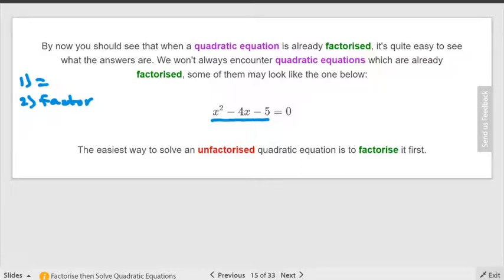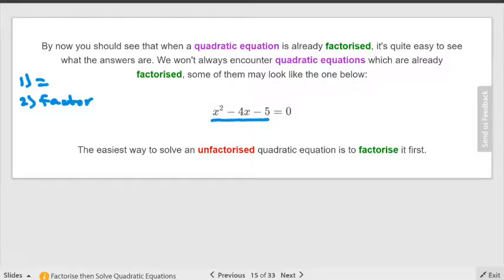So first we look for a GCF. Is there any number that would divide evenly into all of them? No. Is there an X in all of them? So is there a GCF? No. Then we count the terms. How many terms do we have? 3 terms. So that makes it a trinomial, right?